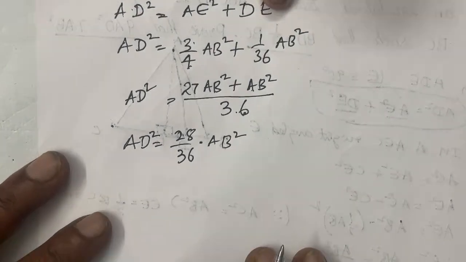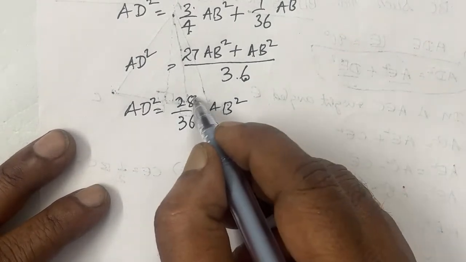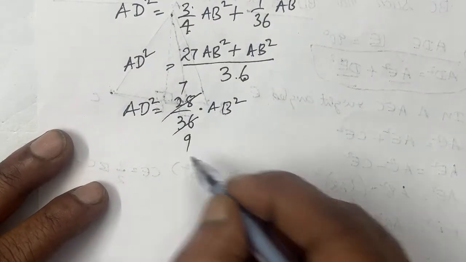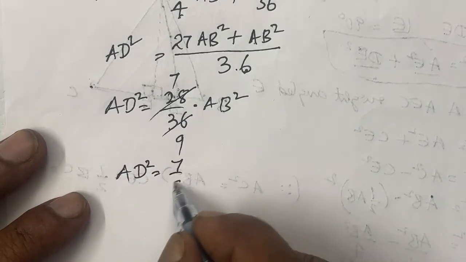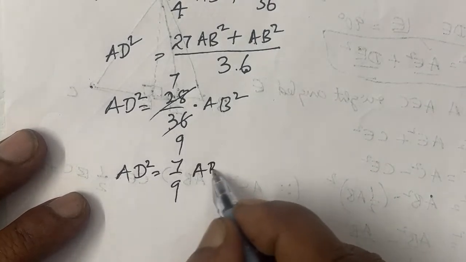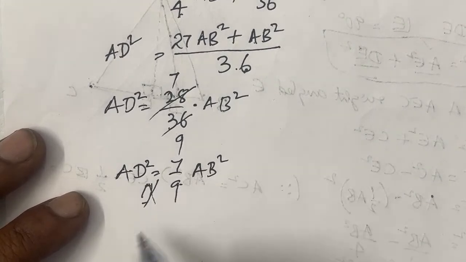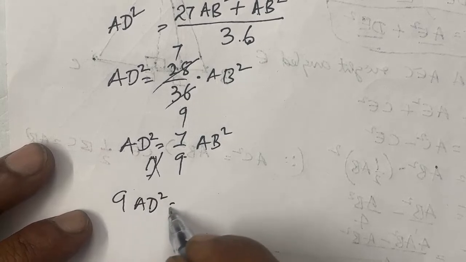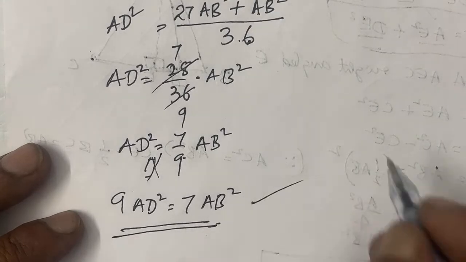Here what will happen? 4 table, in the sense 7 4s are 28, 9 4s are 36. Now AD square is equal to 7 by 9 AB square. Cross multiplication, 9 AD square is equal to 7 AB square. Whatever is asked, we proved it.